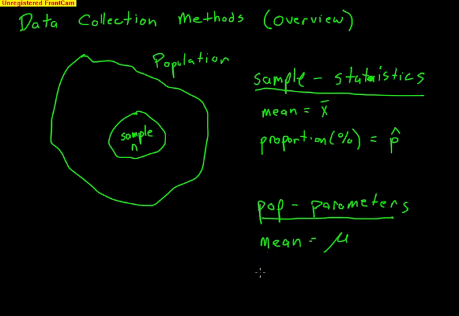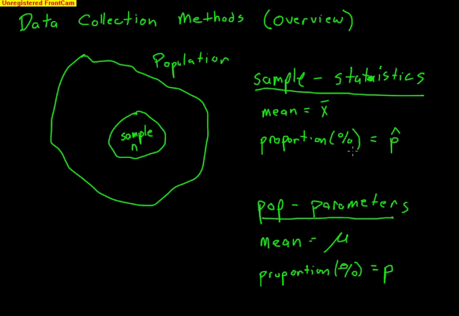And again, same thing with proportions. Somewhere out there is a true proportion of high school students that wear their seatbelt, and we call that true proportion, or again, true percentage, P. So P would be the true proportion that's floating out there somewhere that we're never going to really know. We're just going to know what our sample says, and that would be P hat.